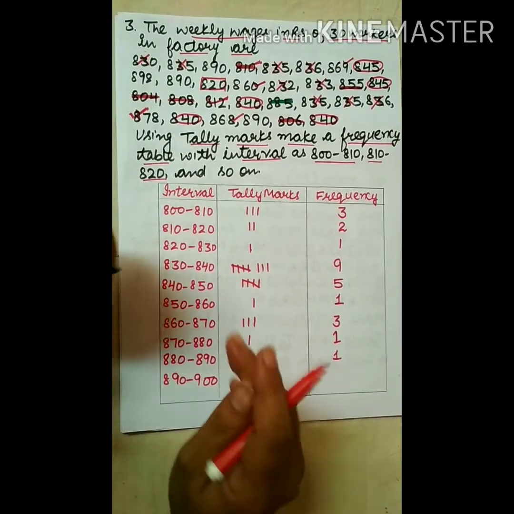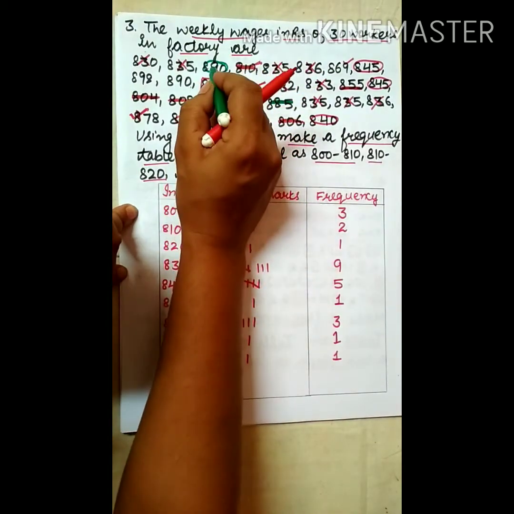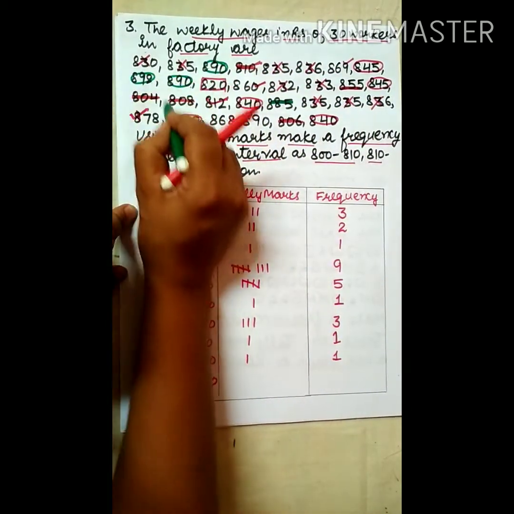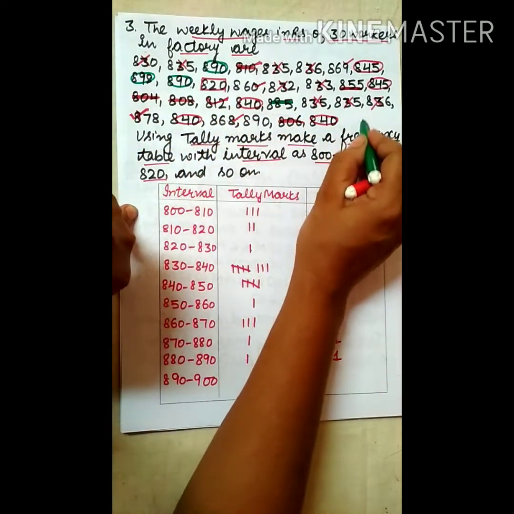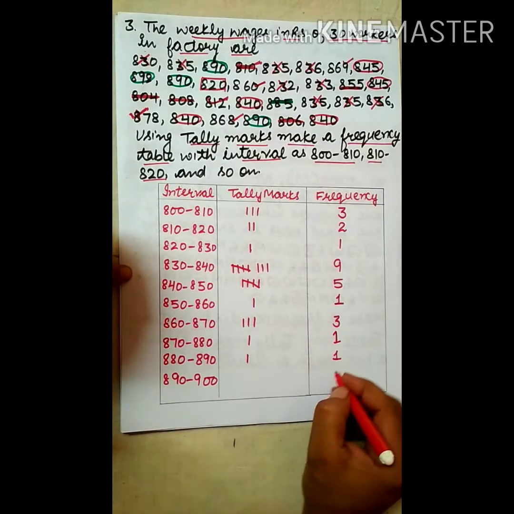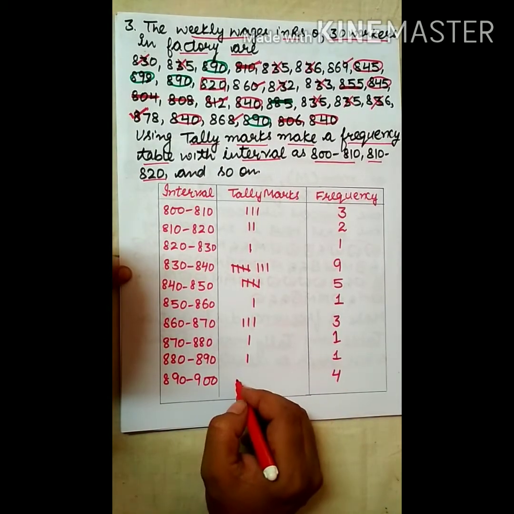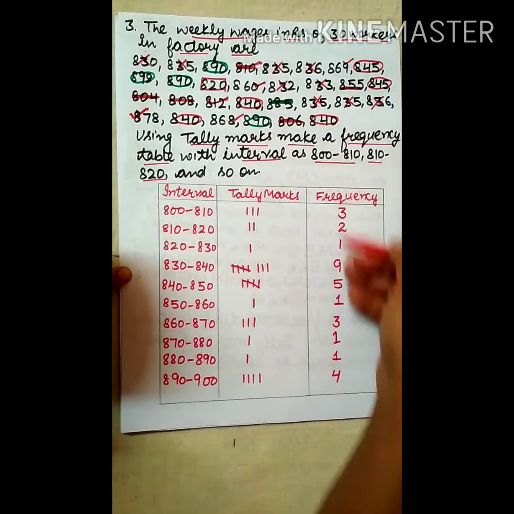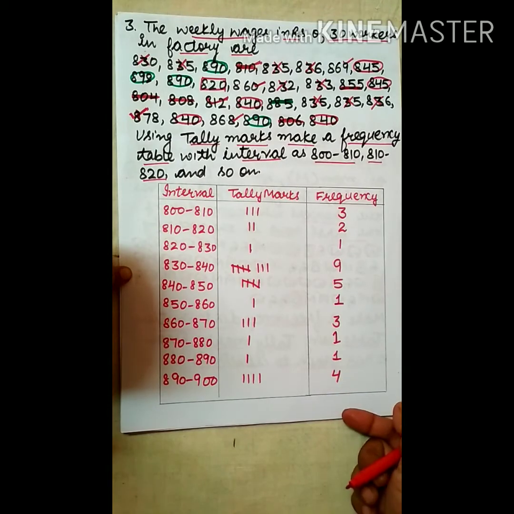Now 890, making the circles 1, 2, 3, 4. So here I have 4 values lying between 890 to 900. Now you can make the sum of this; the sum will be equal to 30.